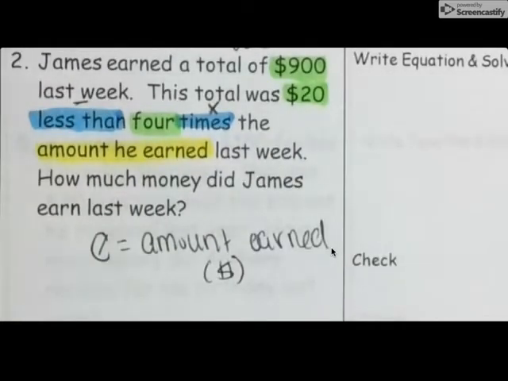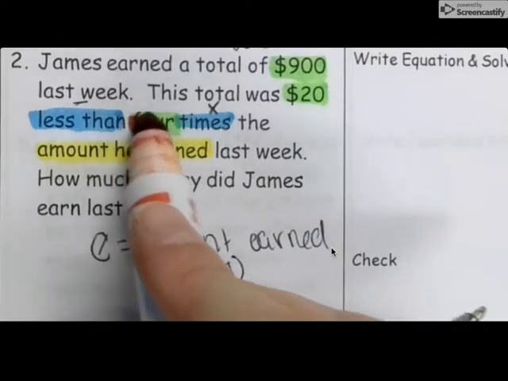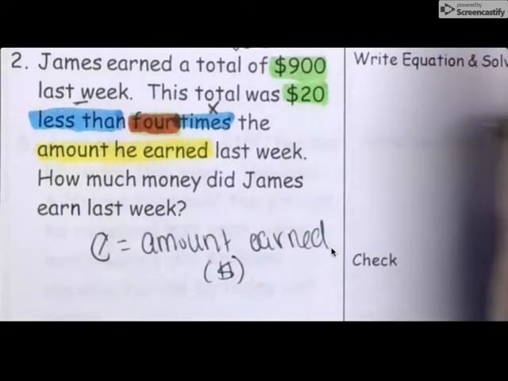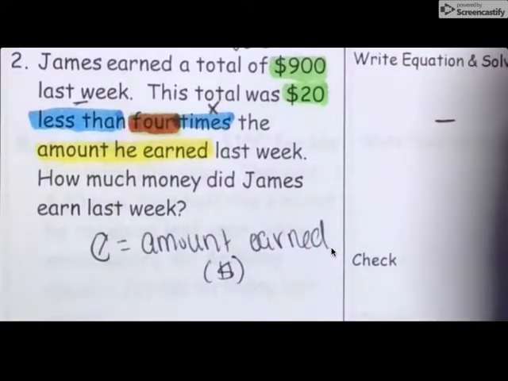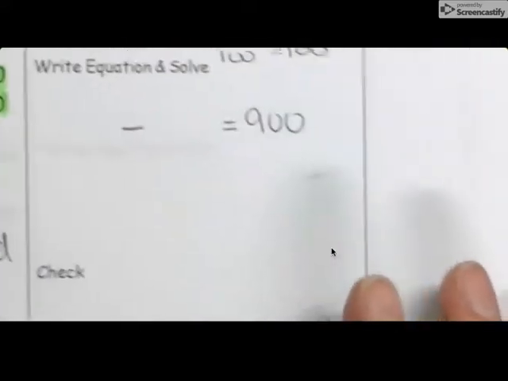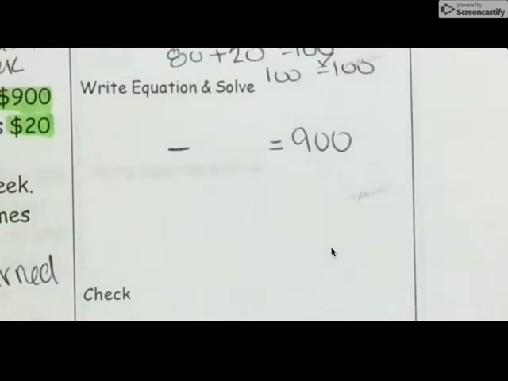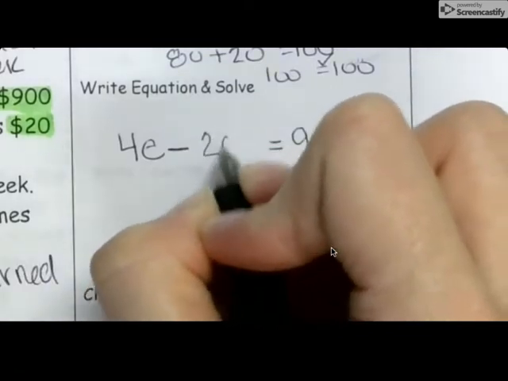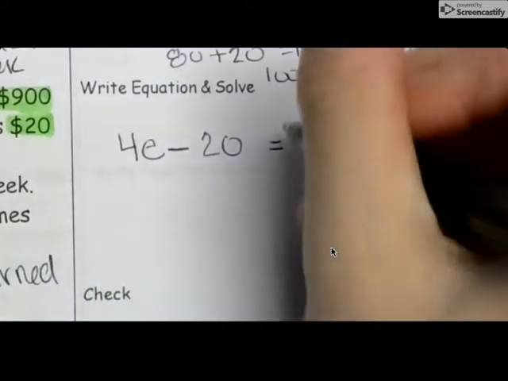Okay? And then the last step, which one is our variable? The 900, the 20, or the 4? The 4. Okay? So, I have a subtraction. I have equals 900. Sorry. Remember, less than means you switch it. So we should have 4 times the amount earned minus 20 equals 900.